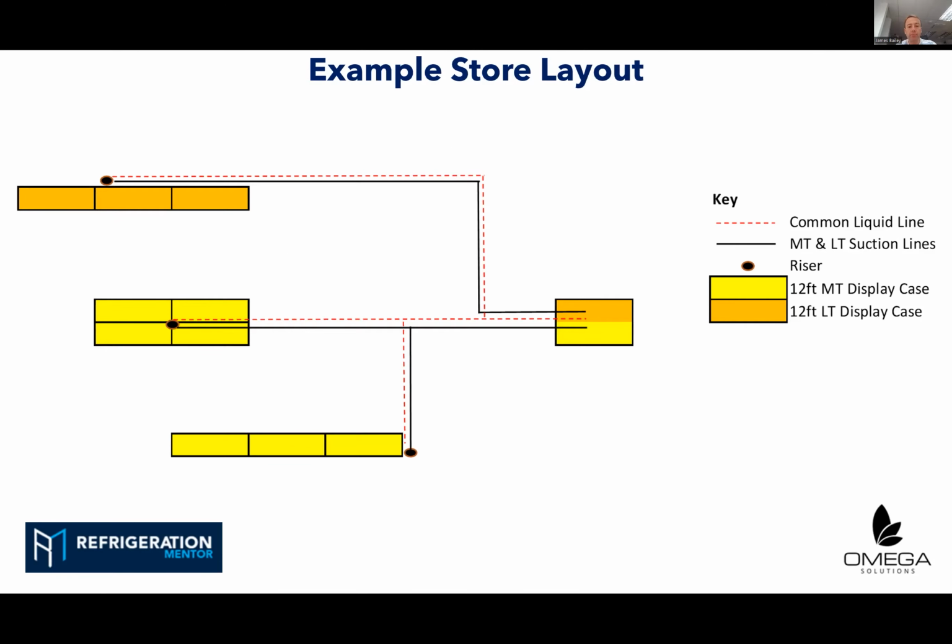This here is the example store layout. So very, very crude. In the center, I'm assuming we've got two back-to-back cases configuring an island in what would mimic a small convenience store. Below, three 12-foot wall cases. The yellow designates medium temperature, and then above the island, we've got three 12-foot frozen cases designated in orange. So crude service route, the red dashed line is the common liquid line, the black lines are the MT and LT suction lines. Just an annotation for the suction risers as well.